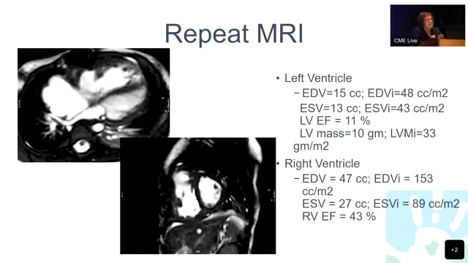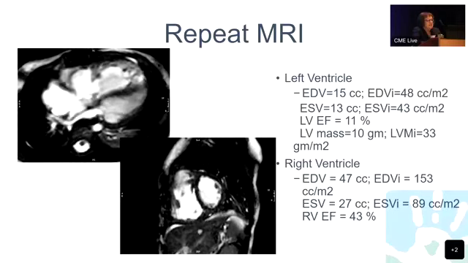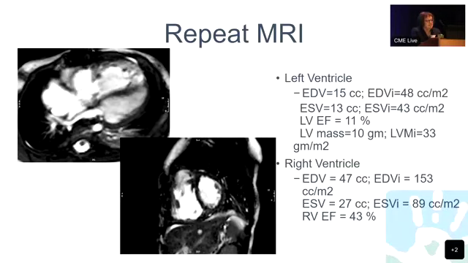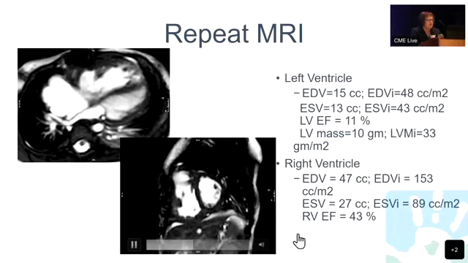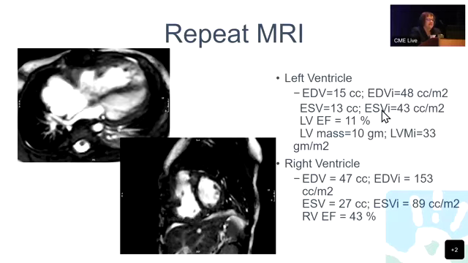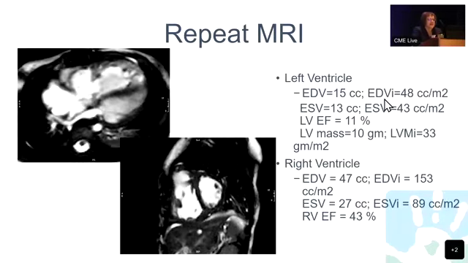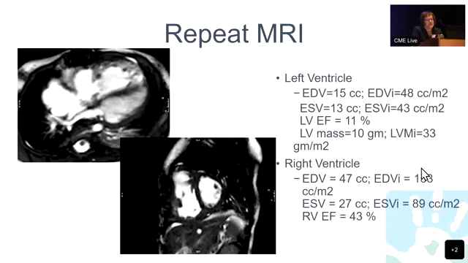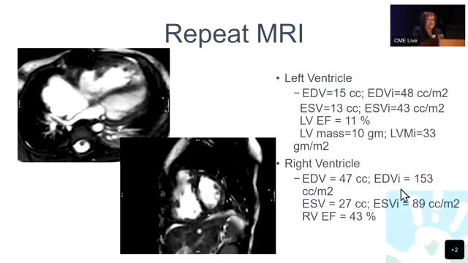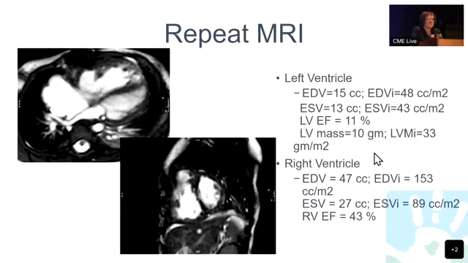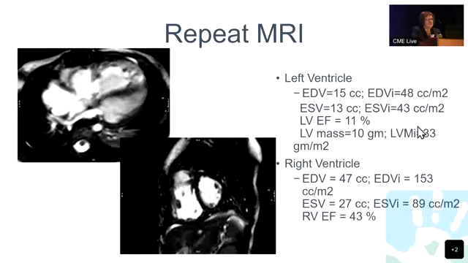So we decided to get a repeat MRI to reassess that LV size. And of course, you can see the significant dysfunction that we now know is probably on the basis of this aortic stenosis. But the end diastolic volume index of the LV was now 48 cc's per meter squared, compared with obviously a significantly dilated right ventricular volume of 153. And the LV mass index was 33.